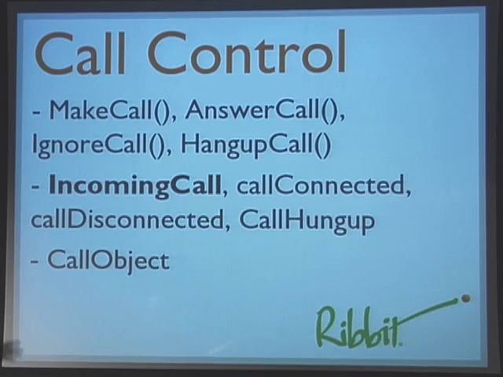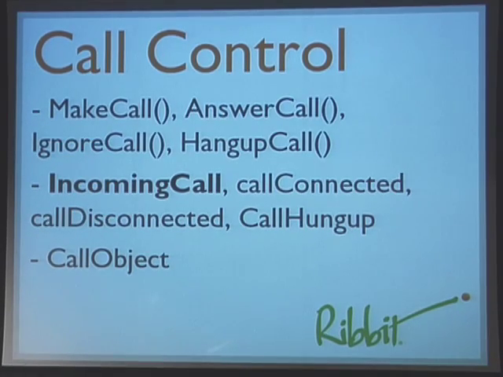So some of the methods: make call, pretty self-explanatory. Answer call, ignore call, hang up. Looking at your phone, you know what those are, right? I mean, making a call, you pass a phone number. Answer a call allows you to answer it. Ignore will send it to voicemail. Very, very simple stuff. These are just some of the call control, and I'll be diving into those in just a second. As for events with call control: incoming call, call connected, call disconnected, call hung up, pretty understandable.